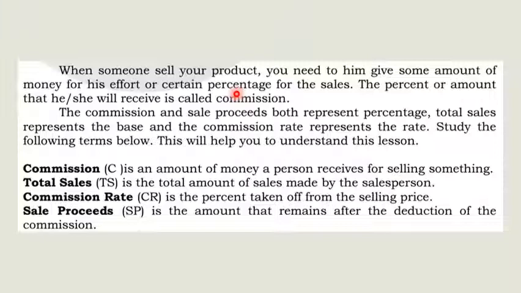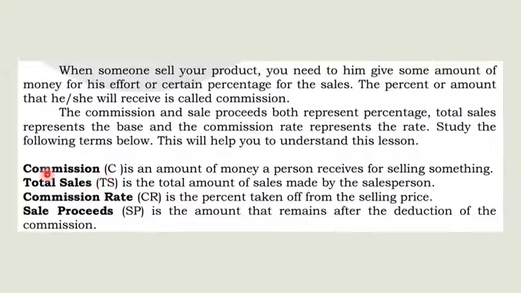Hindi inyo yung product, pero kayo yung nag-effort para mabenta yon, bibigyan kayo ng porsyento para doon sa pagbebentahan, ang tawag doon ay commission. So the commission and the sale proceeds both represent percentage. Total sales represent the base and the commission rate represents the rate. So nakikita niyo dito yung triangle, yung Teka's triangle natin, nagagamit siya sa lahat ng problem na to. So study the following terms below. This will help you to understand this lesson.